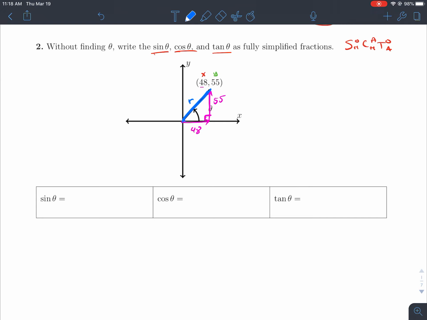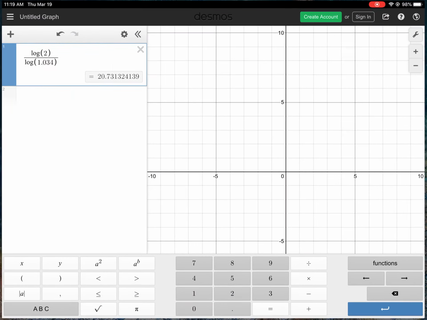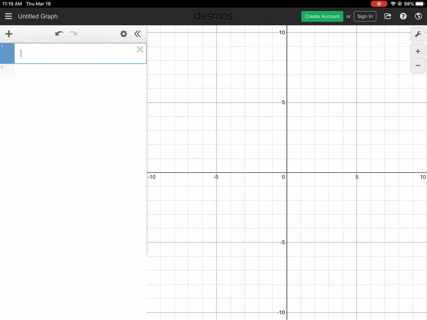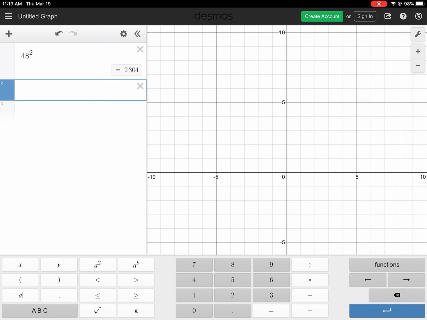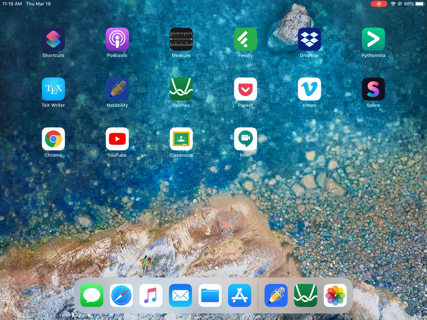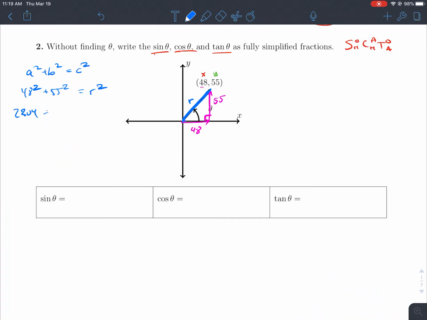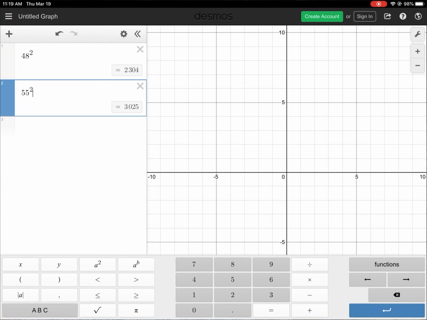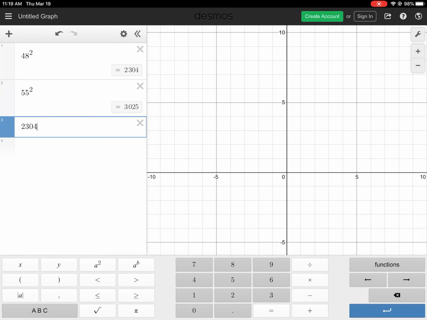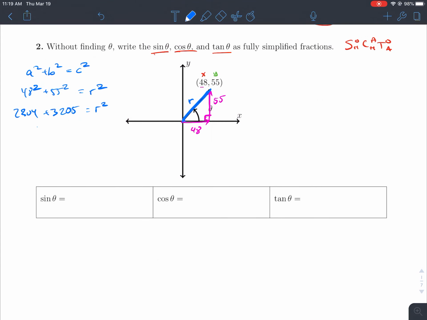Long story short. Okay, so to find R, we're going to use the Pythagorean theorem. So we'll do a squared plus b squared equals c squared. We'll do 48 squared plus 55 squared equals r squared. And I haven't done either of these calculations, so let's go over to Desmos. We'll do 48 squared, and we'll also do 55 squared. That's 2,304 and 3,025. Now we need to add these together. So 2,304 plus 3,025, that's 5,329.